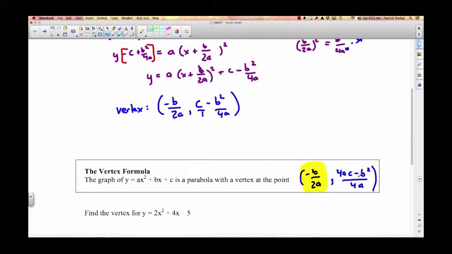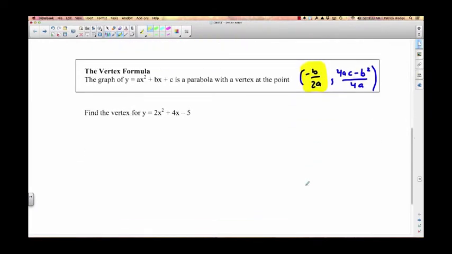This is hard to memorize, and you actually don't need it. I'm going to show you why you don't actually need it. You can use it if you want, but you don't need to. So let's show you why this is so useful.